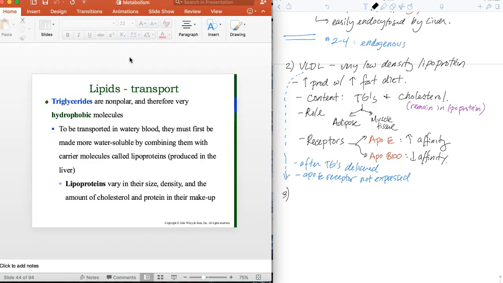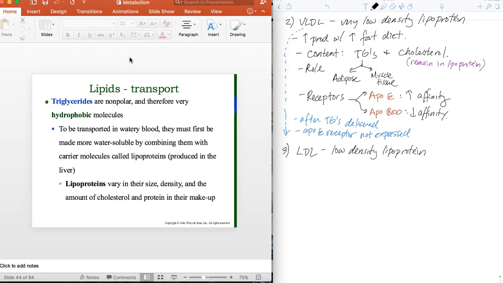So again, the liver produces this. All of these are going to be endogenous from now on, right? The liver will produce the VLDL. One of the main things that it'll do is it'll deliver triglycerides to various tissues. In that process of delivering it, the ApoE is not going to be expressed, and it's going to be left with the ApoB100. It's now going to be called an LDL. LDL stands for low density lipoprotein.